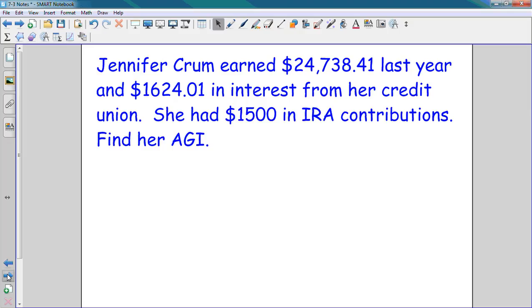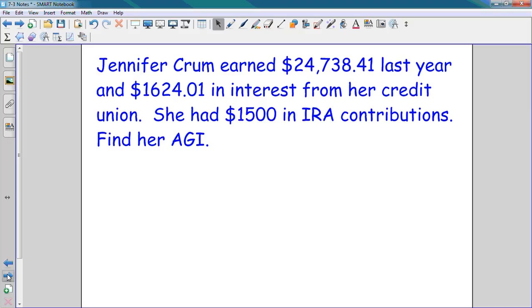Now we're going to talk about how to find AGI, now that we know what all this stuff is. Open up your books to page 259. On page 259, you'll see an example of a W-2 and a 1099. The W-2 on page 259 is actually the example that I'm showing you right here.